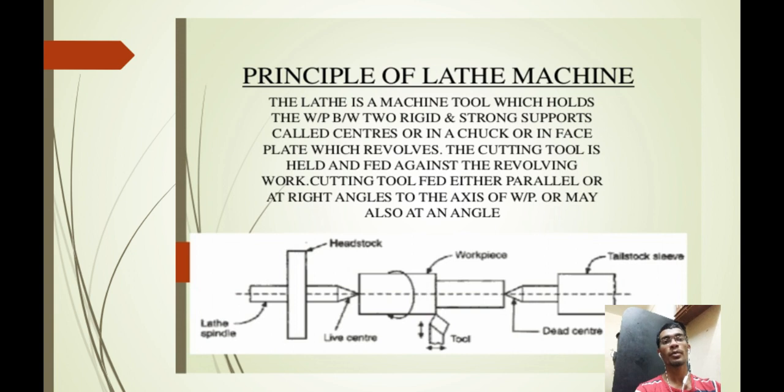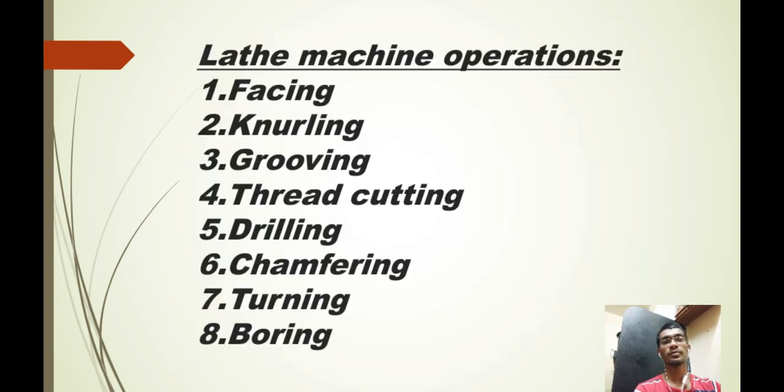The working principle of the lathe machine is that it holds the workpiece between two rigid and strong supports and the workpiece revolves. The cutting tool is held and fed against the revolving workpiece. The cutting tool feeds either parallel or at right angles to the axis of the workpiece, or may also feed at an angle depending upon the type of the operation.